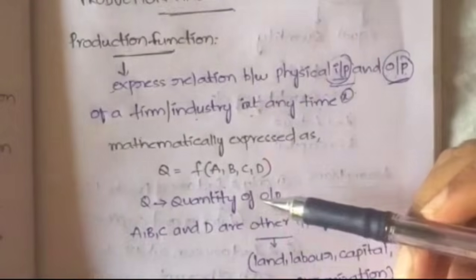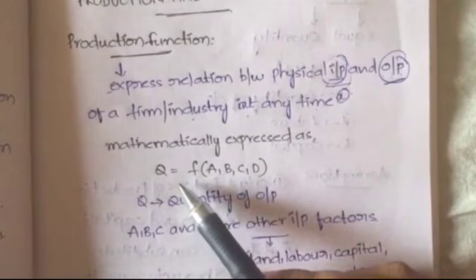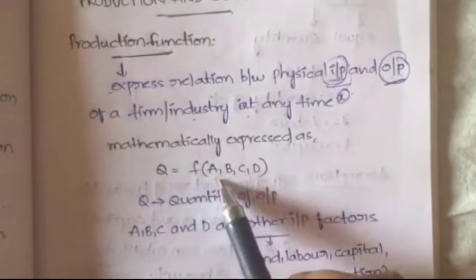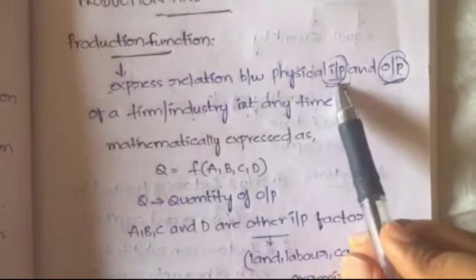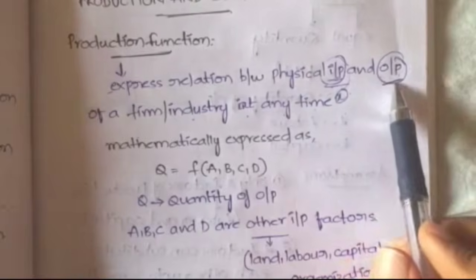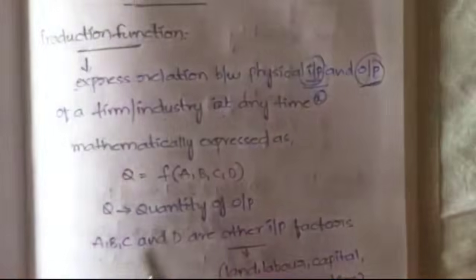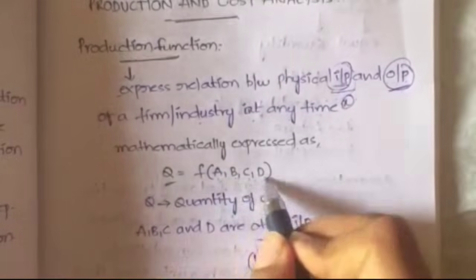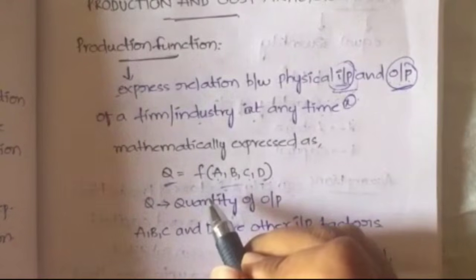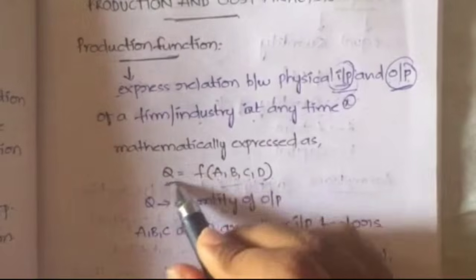Got it? So if we see the mathematical expression of production function, you can express it as Q is equal to F of A, B, C, D, where Q is the output factor and A, B, C, D are the input factors. As I already said, a production function gives us the relationship between the input factors and also the output factors. So this Q is the output factor, and this A, B, C, D are the input factors. Q is nothing but quantity of output. What is the output that the company or that particular industry has produced is nothing but Q.